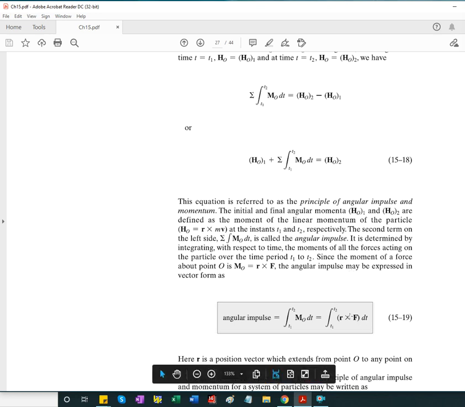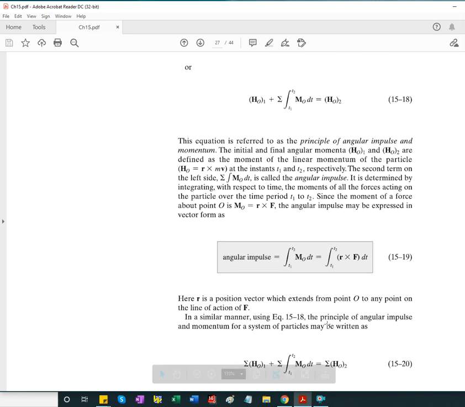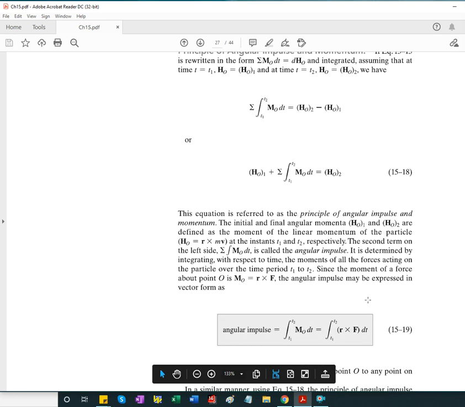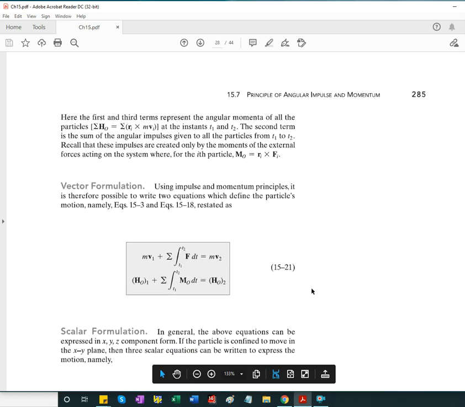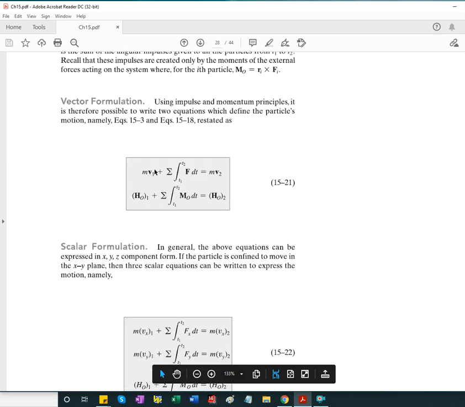And since we have vector products here, we can write in vector form, and for an arbitrary axis, we can have x, y, and z components. Anyway, the vector formulation is where we state this. We saw this before: linear momentum plus impulse of the forces acting equals final linear momentum. And here we have initial angular momentum plus angular impulse equals final angular momentum.